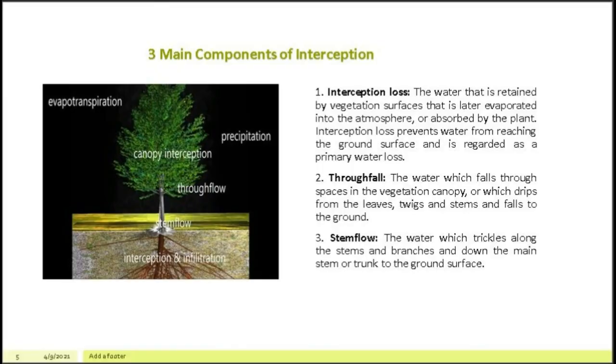There are three main components of interception. First is interception loss. The water that is retained by vegetation surface that is later evaporated into the atmosphere or absorbed by the plant. Interception loss prevents water from reaching the ground surface and is regarded as a primary water loss. Next is throughfall, wherein the water which falls through spaces in the vegetation canopy or which drips from the leaves, twigs, and stems and falls to the ground. Last is stem flow. The water which trickles along the stem and branches and down to the main stem or trunk to the ground surface.